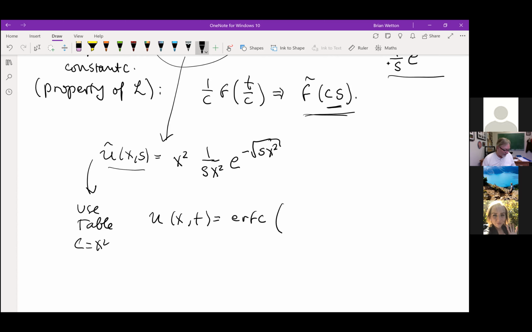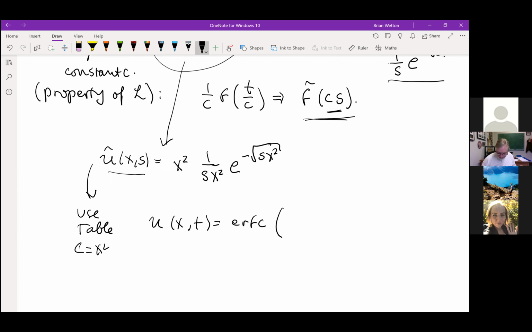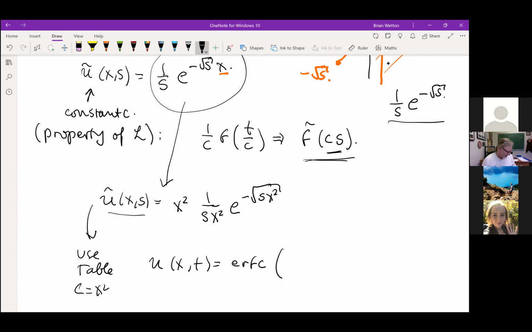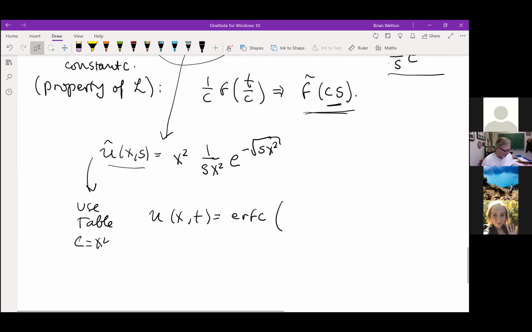I'm going to have t replaced by t divided by c, but t comes in with the square root. Okay, so that's what was confusing me. You've got an x over 2 square root of t.